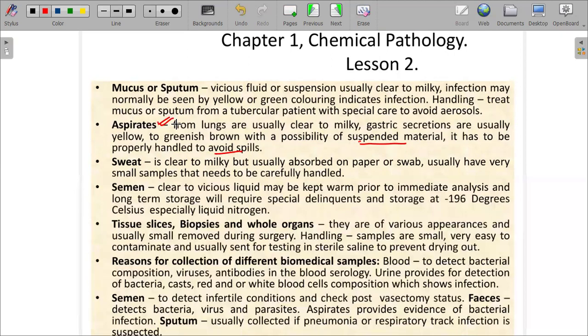And then sweat can also be used for chemical pathology, which you need to understand is clear to milky, but usually absorbed on paper or swab.